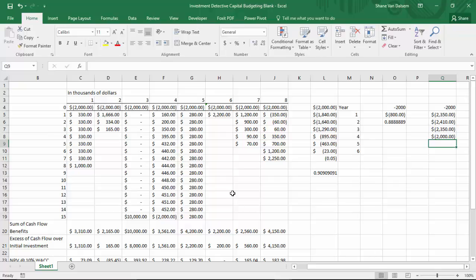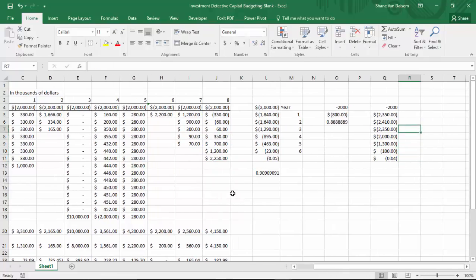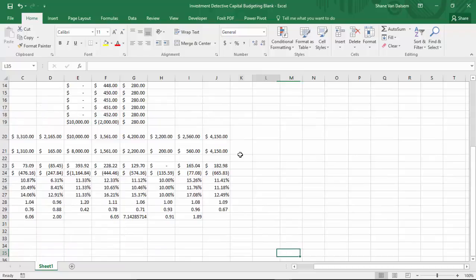There's year 4. There's year 5. There's year 6. So at the end of year 6, we have $100 left to pay off. Going to divide that by the 2250. So it gives us 0.04 years. So our payback period here is 6.04 years. So again, year 1, year 2, year 3, year 4, year 5, year 6, and then 0.04 years for the last year. So it's 6.04 years.